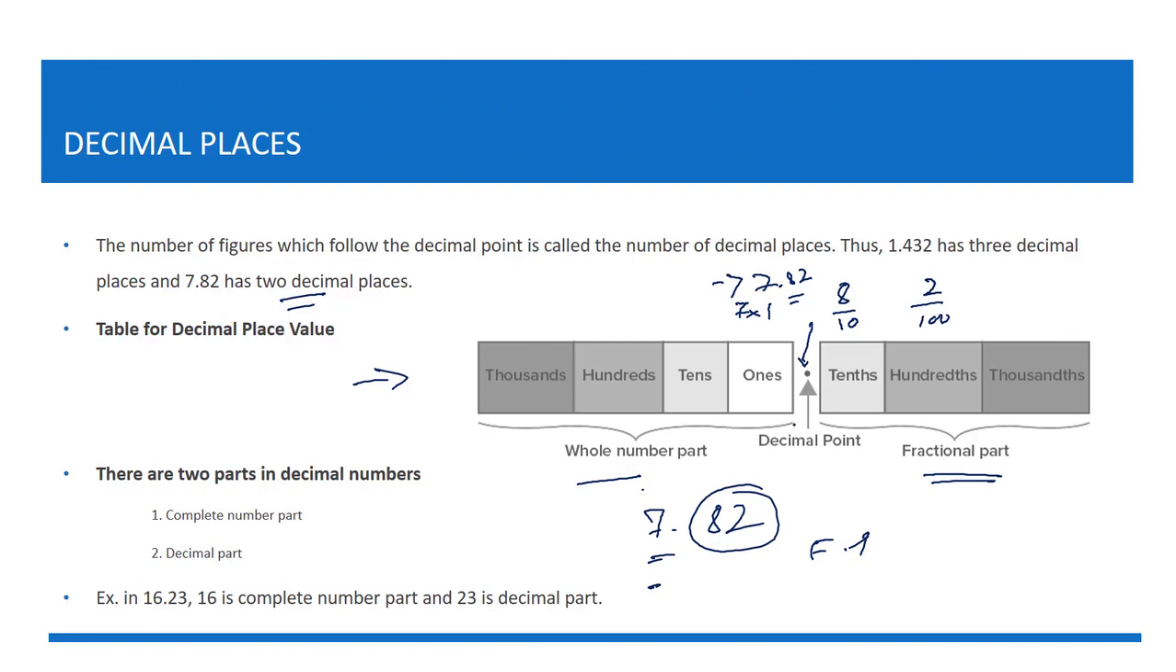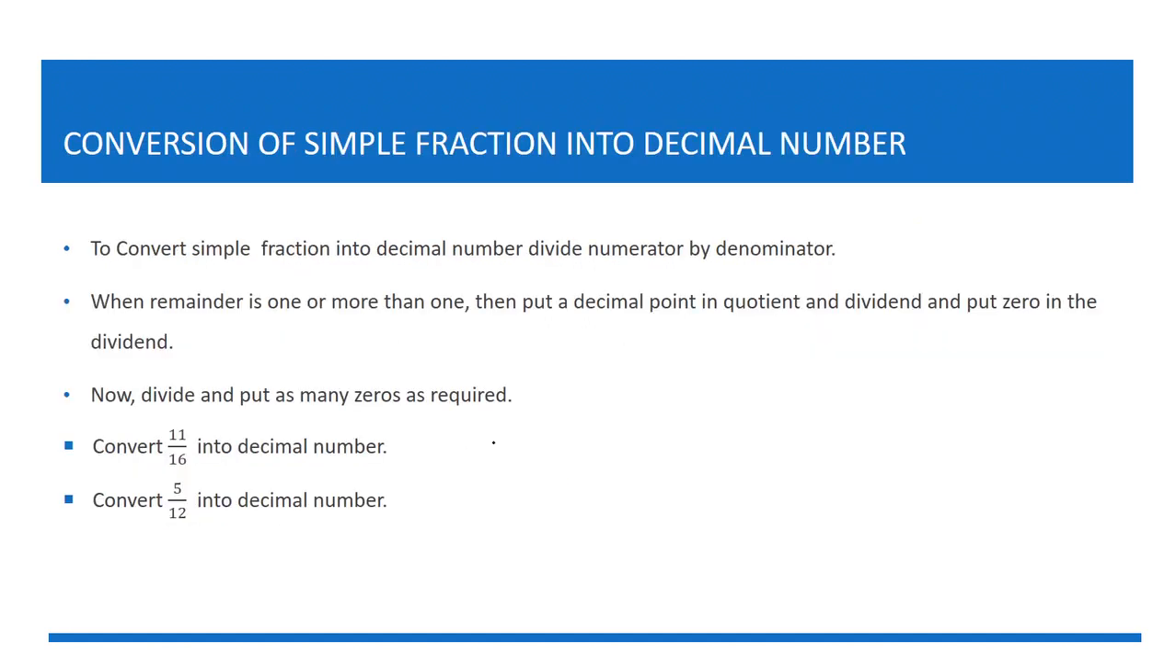Similarly, 1.432 can be represented as what? Here I will place 1 into 1, and 4 by 10, 3 by 100, and then the 1000 part, that is 2 by 1000. This is how you are going to represent it. And here 432 represents the decimal part. One is going to be represented as the complete or whole number part. Fine.